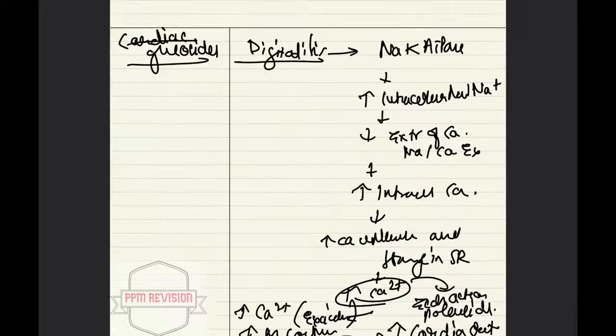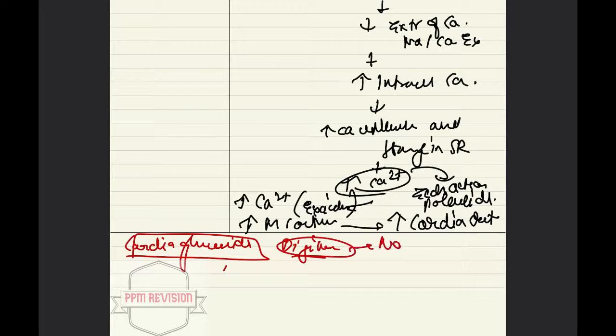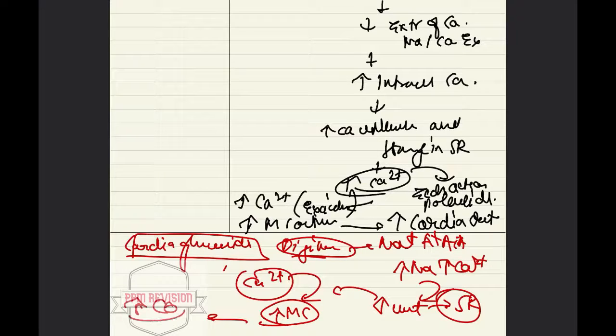I'll quickly summarize what has been discussed here. We spoke about the cardiac glycosides. We have seen the mechanism: in case of digitalis, it binds and inhibits the Na plus K plus ATPase. Due to this there's increased Na as well as Ca. The Ca leads to increased uptake and accumulation in the sarcoplasmic reticulum. Due to this there is increased availability of Ca for contraction, and it causes increased myocardial contractility, and due to this there's increased cardiac output. That's all that was discussed here.